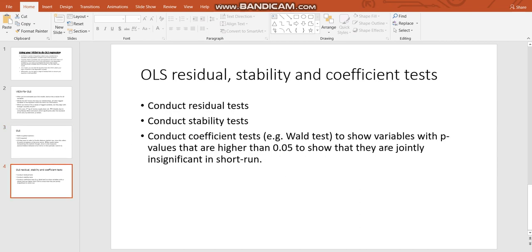And then finally, what we want to do is conduct our residual tests. Once again, I can see that I'm approaching the 10-minute mark, and this is going to take at least 5-6 minutes to go through, so I'm going to wrap up the video here and show you how to conduct your residual and your stability tests in the next one. I'm going to ignore this final bullet point here on the Wald test, as I already showed you how to do that in this video. So yeah, I'm going to wrap up the video now. Bye.